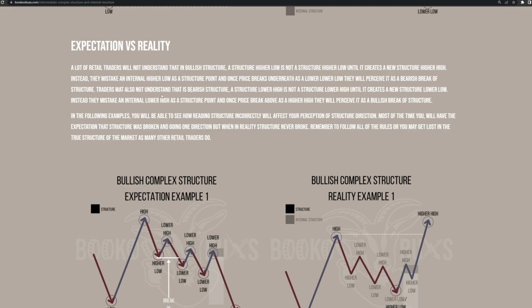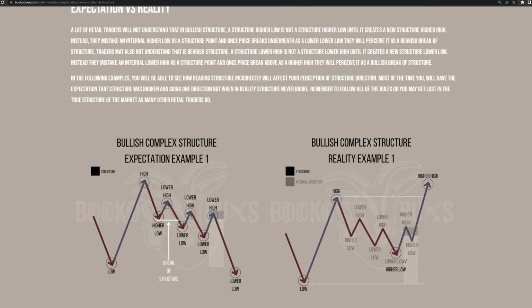Traders may also not understand that in bearish structure, a structure lower high is not a structure lower high until it creates a new structure lower low. Instead, they mistake an internal lower high as a structure point, and once price breaks above it as a higher high, they will perceive it as a bullish break of structure.